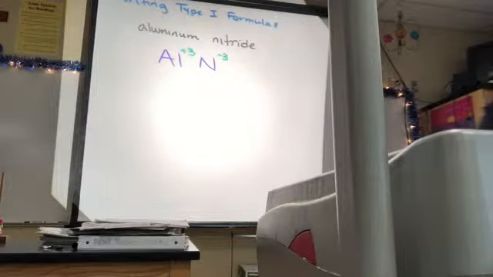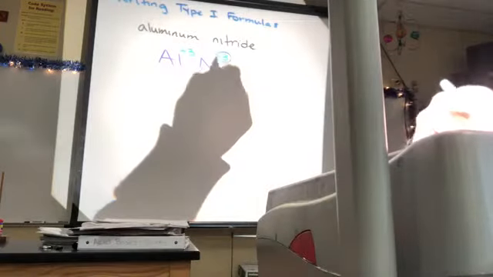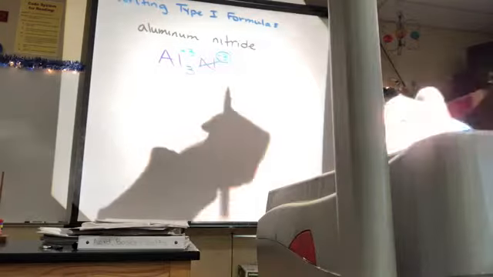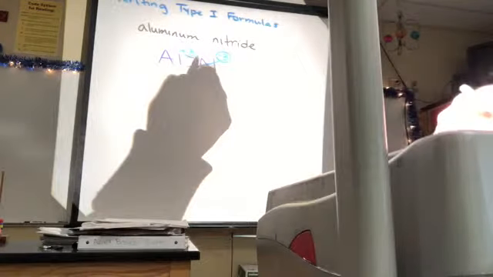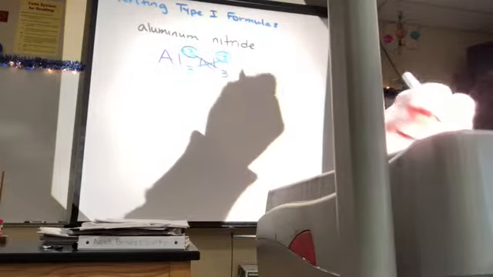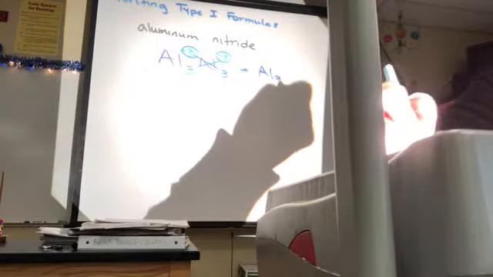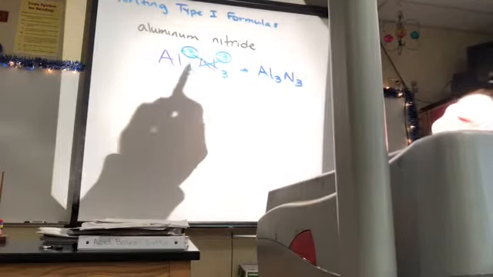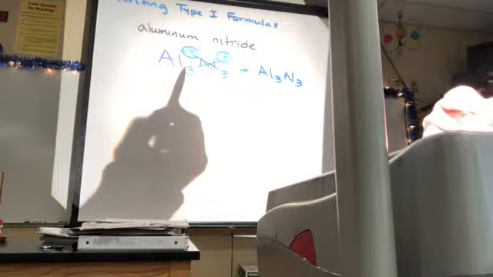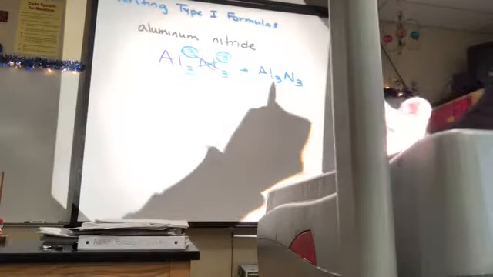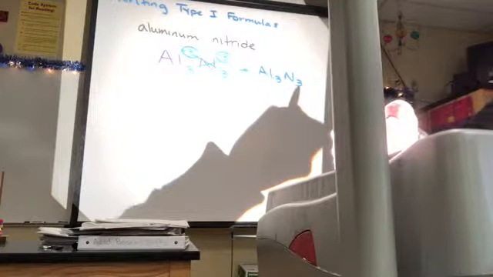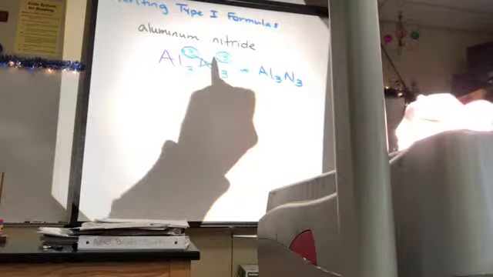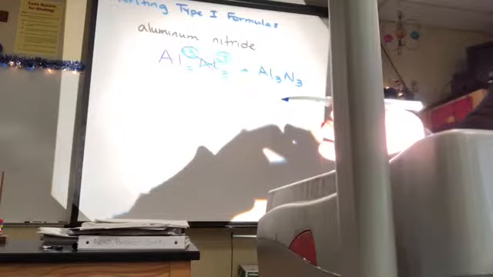And then, here's what we do. We just crisscross the charges. This 3 comes down here, we drop the charges when they come down, and this 3 comes down here. So our formula is going to be Al3N3. We just brought the charges down. No plus or minus, because remember, this is a count. It tells me I got 3 aluminums and 3 nitrogens, right? The count can't be negative, can it? So the charges can be negative and positive, but the subscripts cannot be.